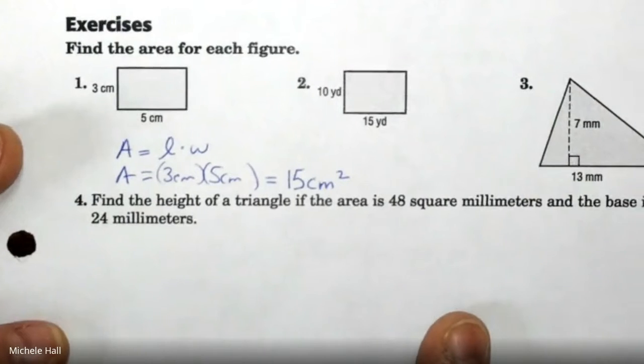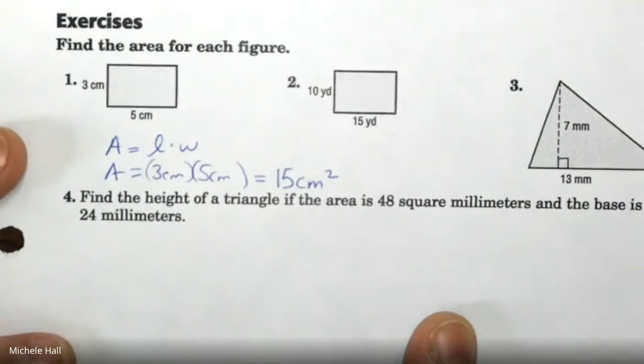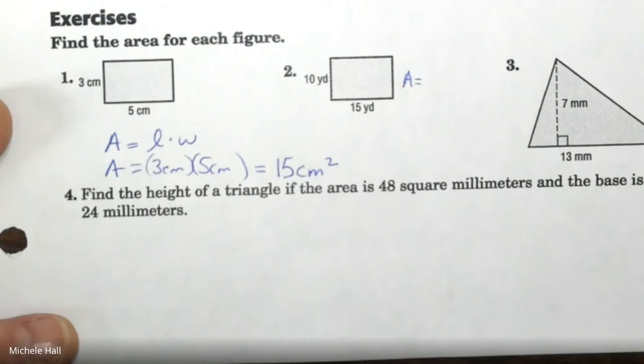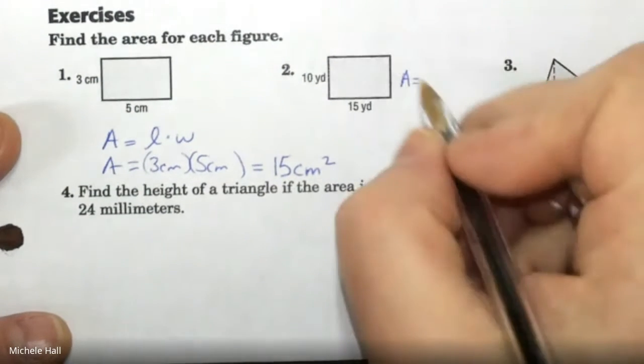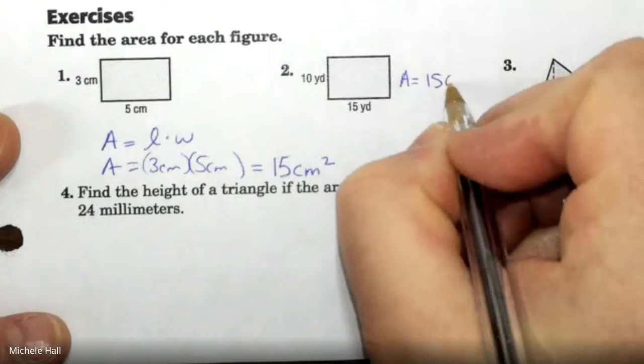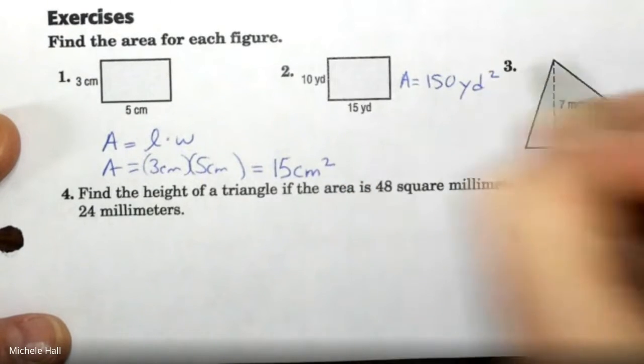Try the next one, number 2. Find the area. 15 times 10. 15 times 1 is 15. So 15 times 10 is 150. And that would be yards squared for area.